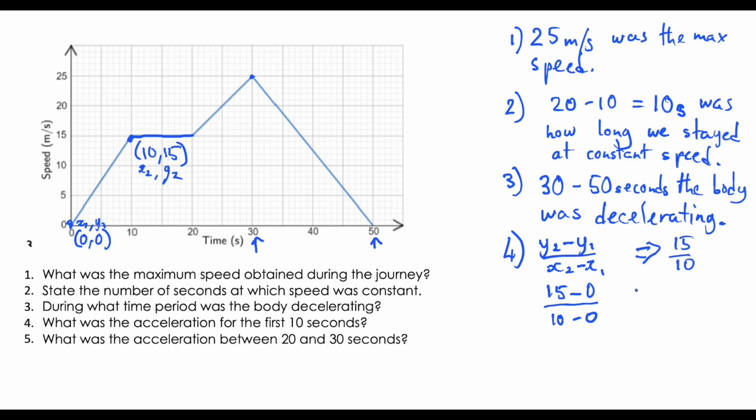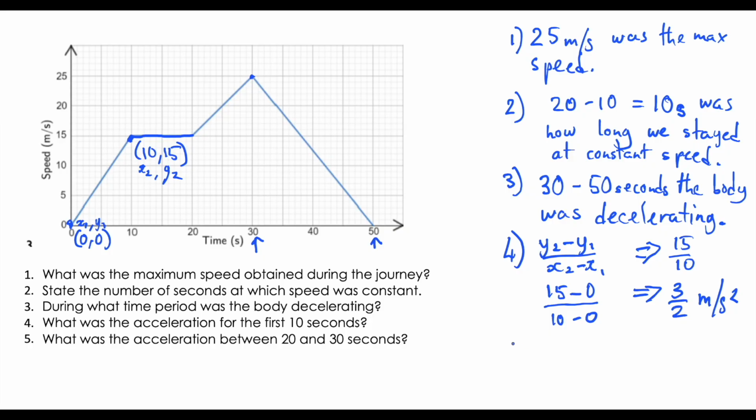So that's going to leave me with 15 over 10. In other words, this is the same as 5 into 15 goes 3 times, 5 into 10 goes twice. So we have 3 over 2 meters per second squared, which is the same as 1.5 meters per second squared. So we are accelerating at this rate. You can see this is positive, which we expect, because as time increases, we expect the speed to be increasing 1.5 meters per second every second.